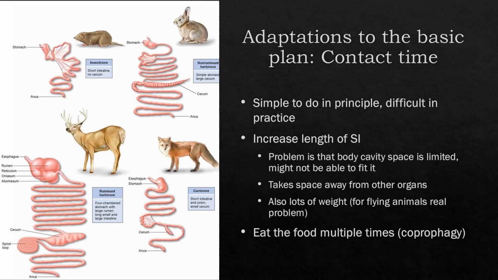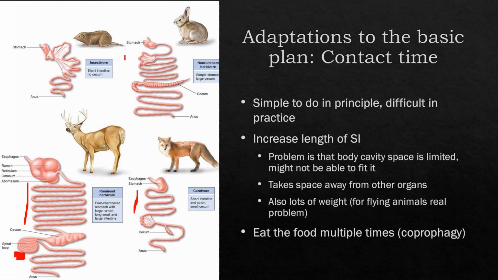Another option, if you don't have room for these really complex systems, is to increase the literal contact time you have with the food. And this is simple to do in principle, right? Okay, well, just make your intestinal system really, really, really long. You can clearly see that in some of the herbivores over here, the deer. Let me circle that. Look at how long this intestinal system is. Like here in this picture, they've actually coiled some of it, right? Compare that to, say, the fox, which is very, very short.